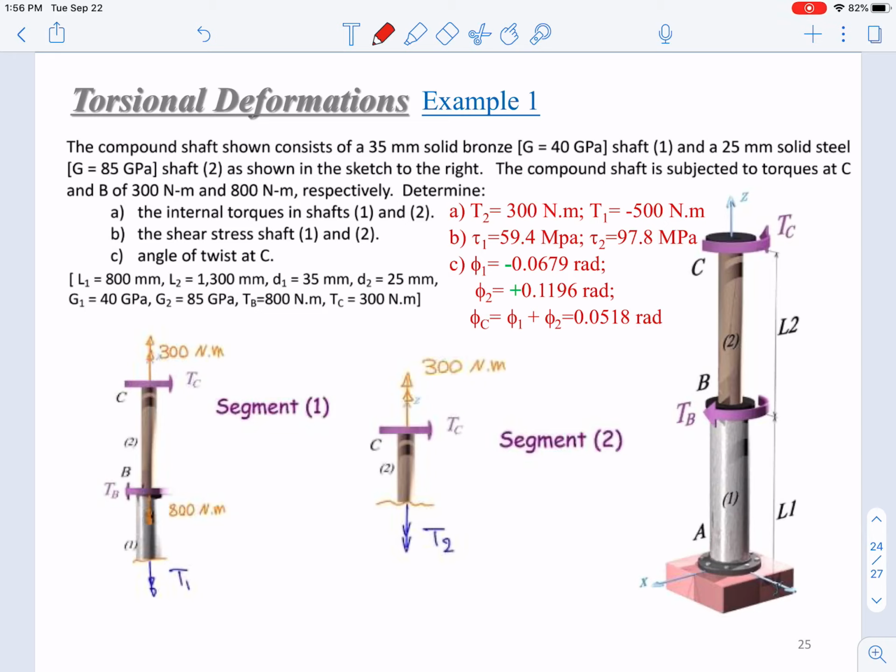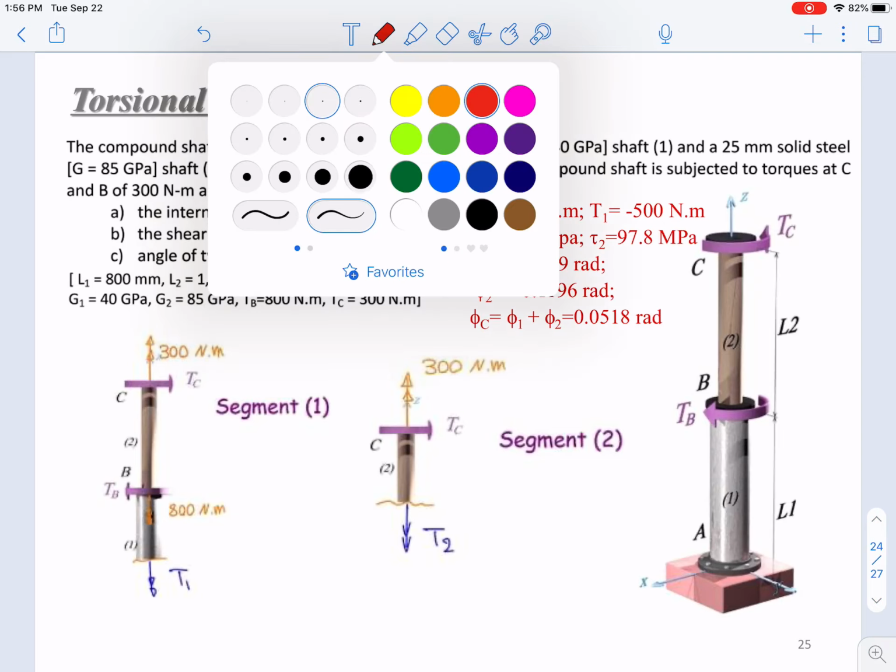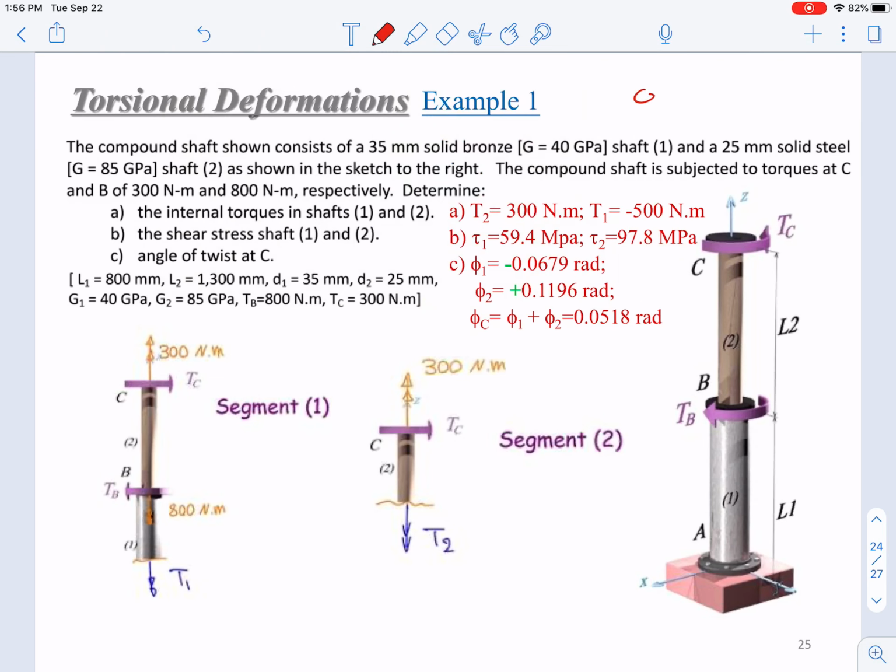We have introduced the equation to calculate the angle of twist, or the deformation of a torsional element. This is phi, the angle of twist, equals torque times L over GJ. T is torque, L is the length, G is the shear modulus or modulus of rigidity, and J is the polar moment of inertia. Knowing this equation, let's go through an example.